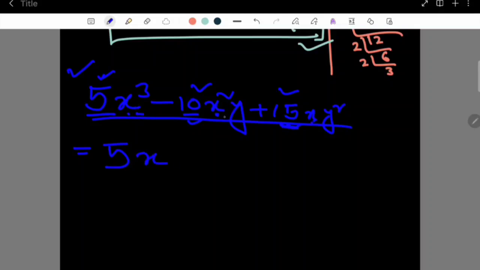Here is 3x, here is 2x, here is 1, so 1x will come common.